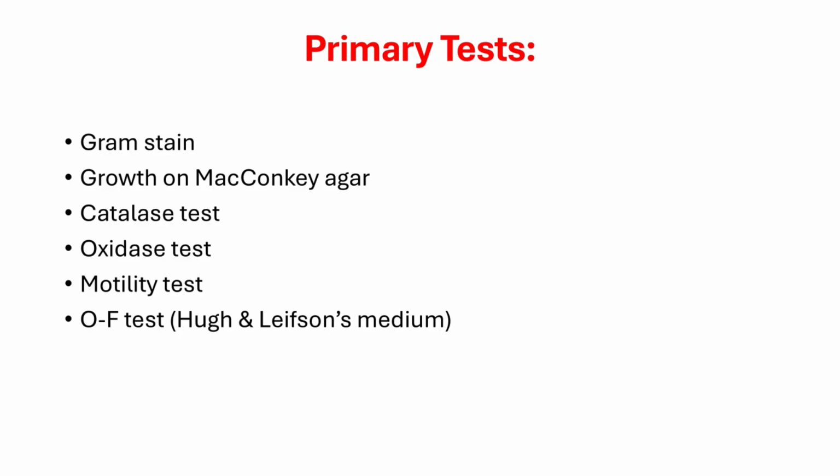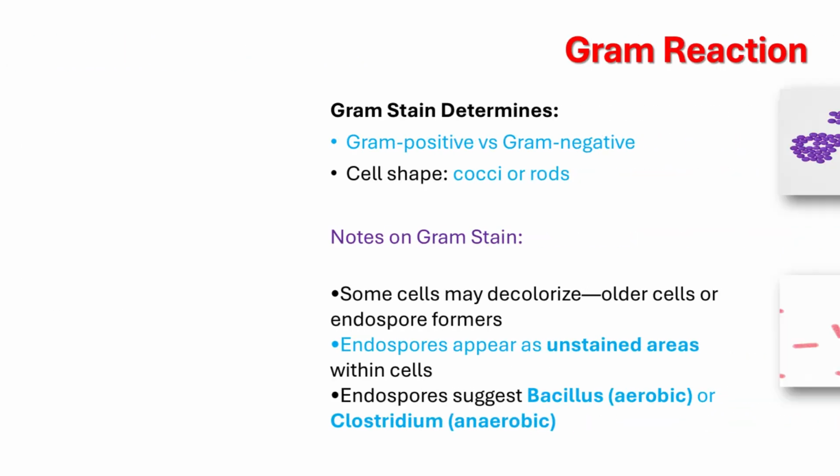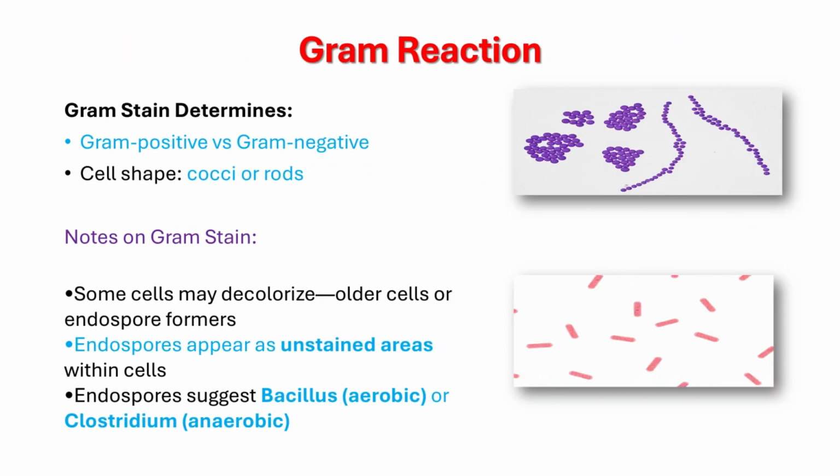Primary identification includes simple and rapid tests such as the Gram stain, MacConkey agar growth, catalase, oxidase, motility, and oxidation fermentation tests. First, we will learn about Gram staining. The Gram stain establishes whether the bacterium is Gram-positive or Gram-negative and also reveals morphology, whether the cells are cocci or rods. Certain species may show partial decolorization. Endospores appear as clear areas inside cells and may indicate genera like Bacillus or Clostridium.